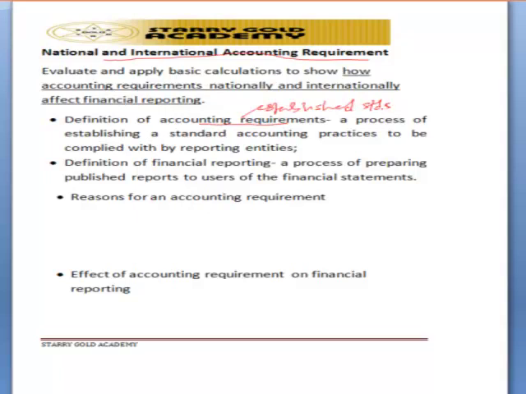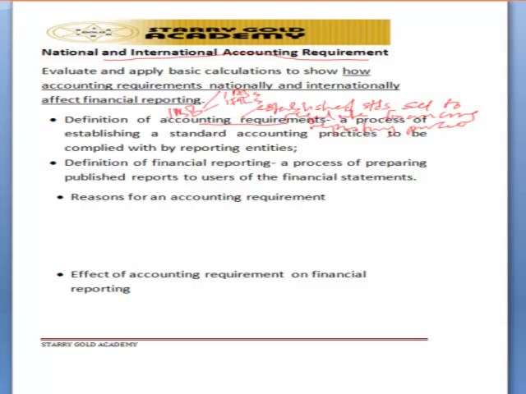Established standards set to regulate financial reporting processes. They are established standards set to regulate the financial reporting process of an entity. These accounting requirements, like we learned from our introduction, we have what we call a standard, the IASB set the standards, we have what we call IASs and IFRS.